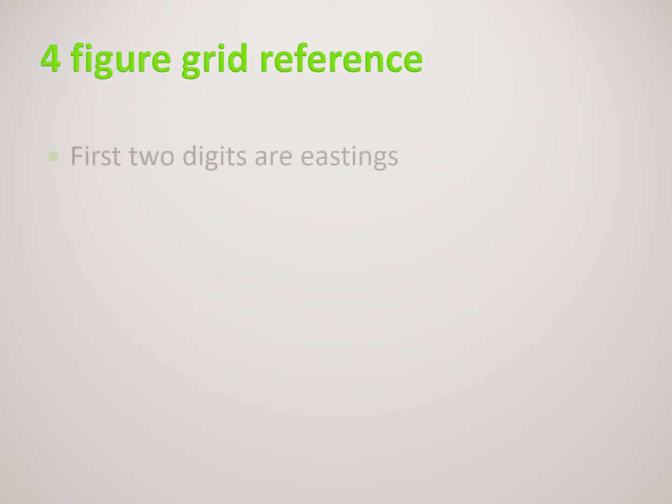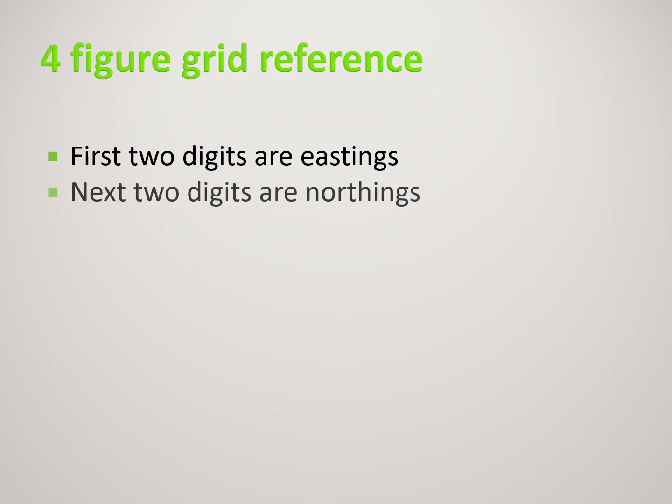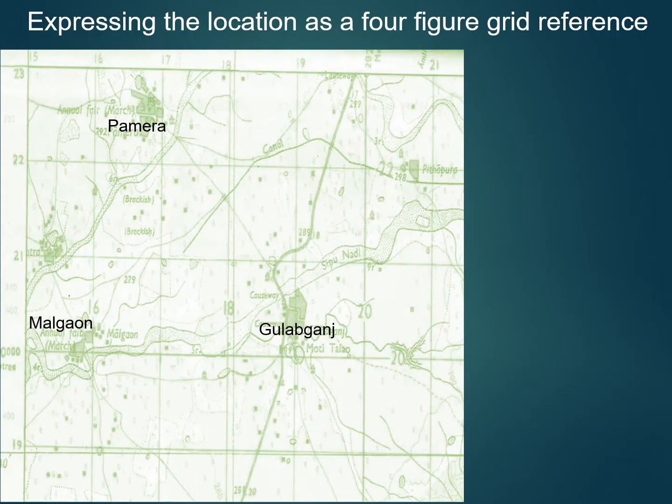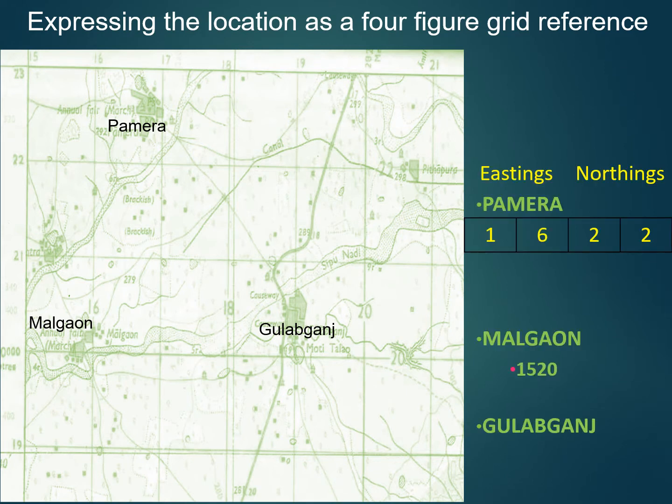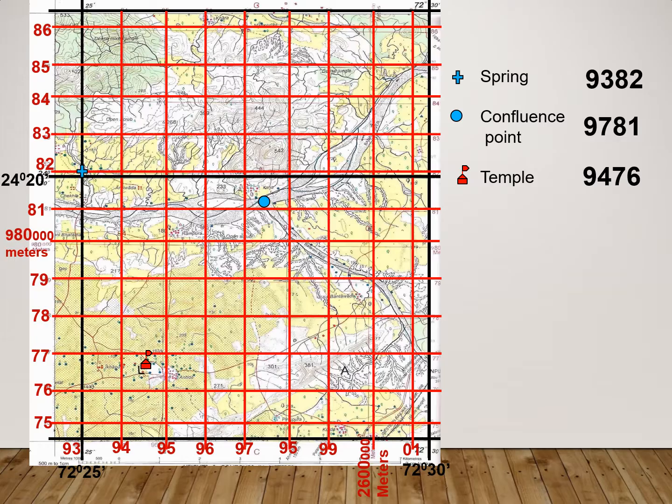In the 4-figure grid reference system, what we do is that we use the first 2 digits of eastings and the next 2 digits are always of the northings. And how can we deal with this reference? So where is this temple?